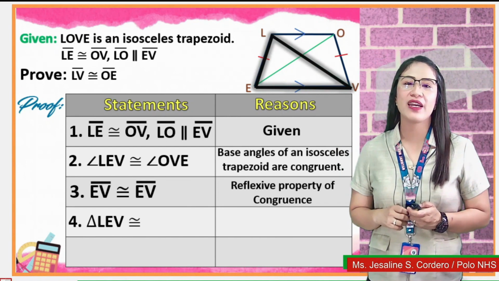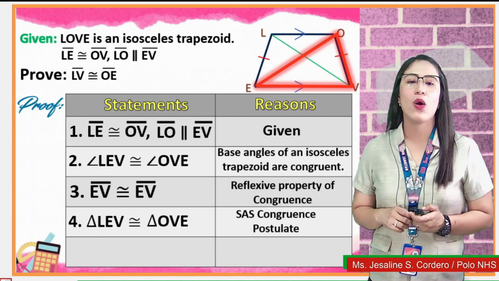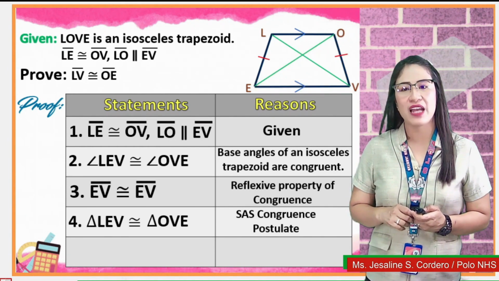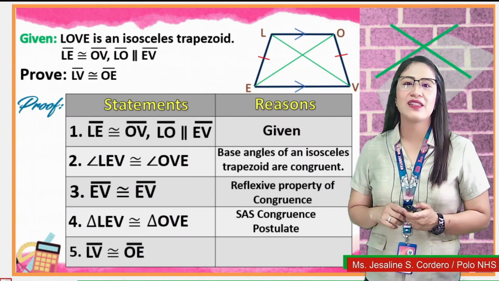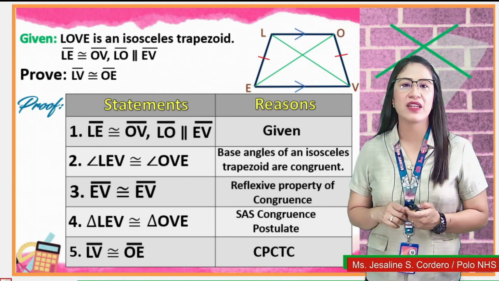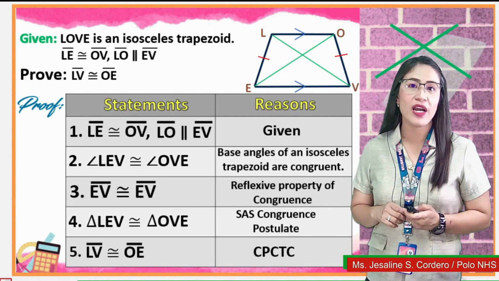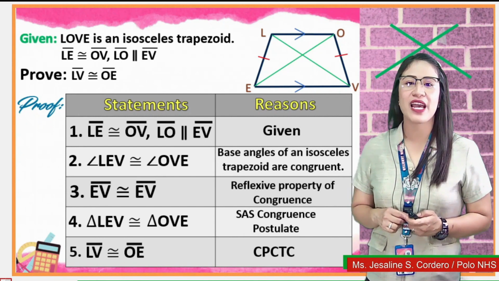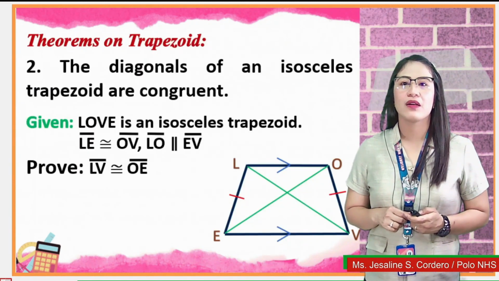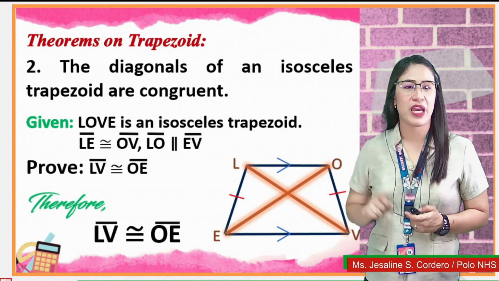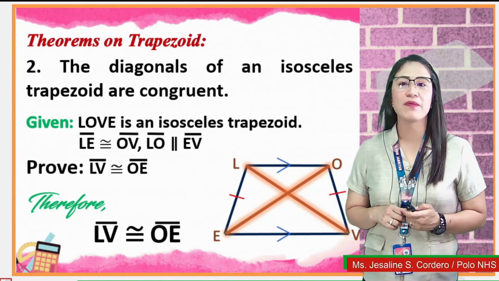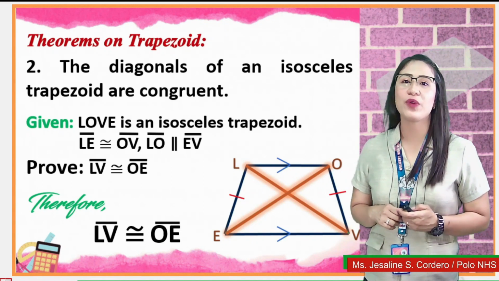Our fourth statement is triangle LEB is congruent to triangle OVE because of SAS, or the side-angle-side congruence postulate. And our last statement, of course, is segment LB is congruent to segment OE, because of corresponding parts of congruent triangles are congruent, or CPCTC. Note that segment LV and segment OE are the diagonals of the isosceles trapezoid. Therefore, based on our 5 statements, we prove that segment LB is congruent to segment OE. So, the theorem that the diagonals of an isosceles trapezoid are congruent is true.